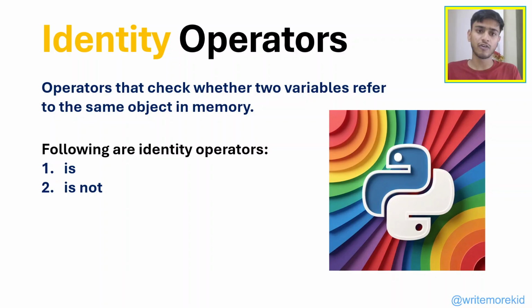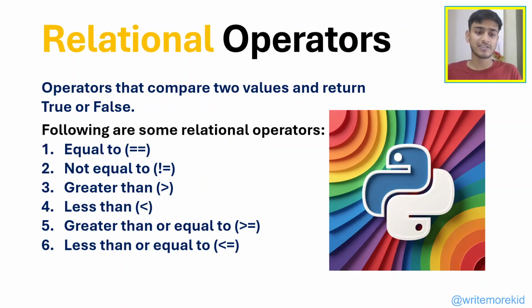So let's move forward. Now we have relational operators. These are the operators used to compare values. To check whether values are equal, not equal, or whether something is greater than or equal to, we use these symbols. This symbol is for equal to. This is for not equal, this is for greater than, and this is for less than. This is similar to a mathematical operation.